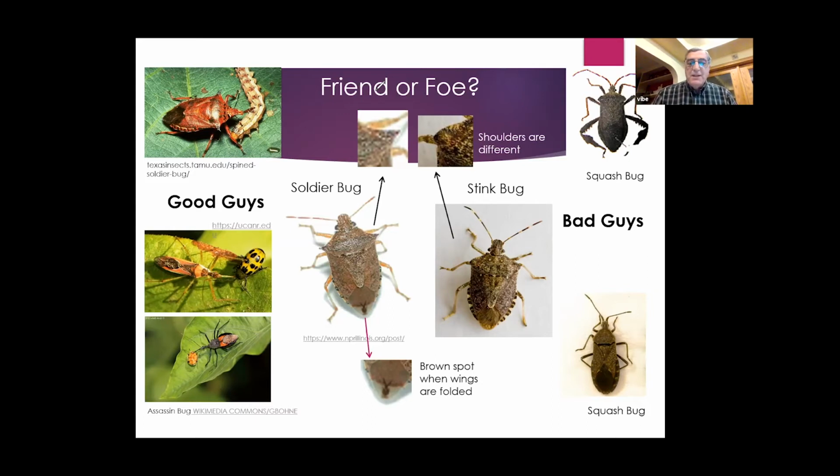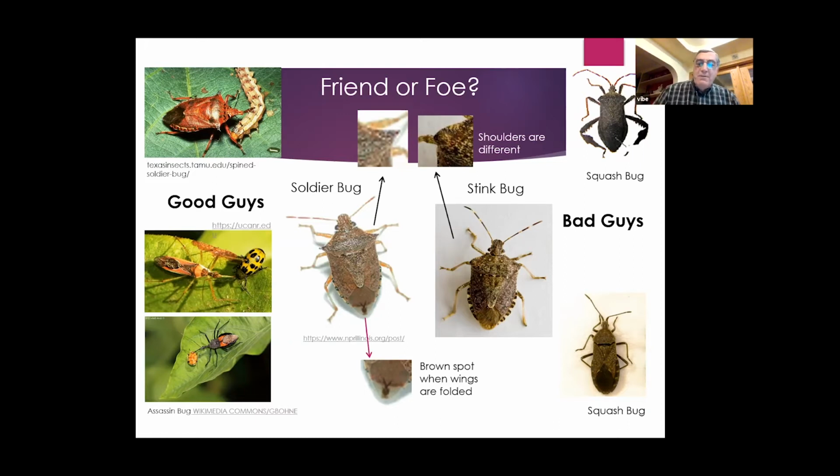So that's how you can tell the difference between a good guy and a bad guy. Now, in the garden, you have a lot of soldier bugs, but you also have a whole group called assassin bugs. Those two photographs in the bottom left are assassin bugs doing their job to help us in the garden. And on the top is a soldier bug doing his part or her part. We'll say her because they're better than guys.